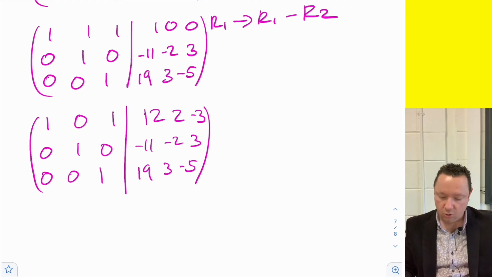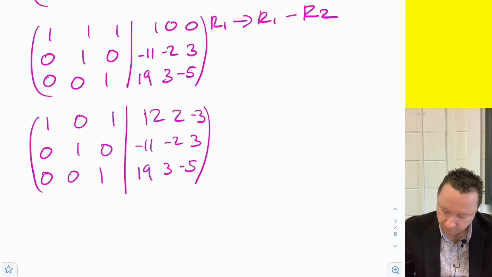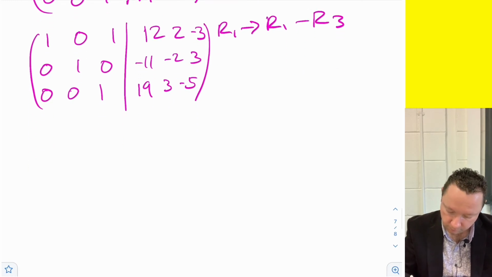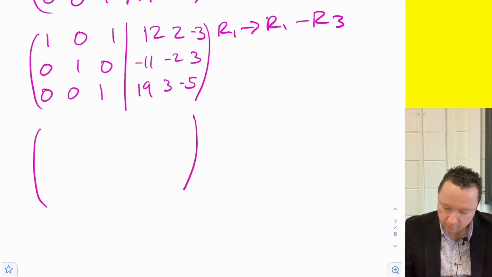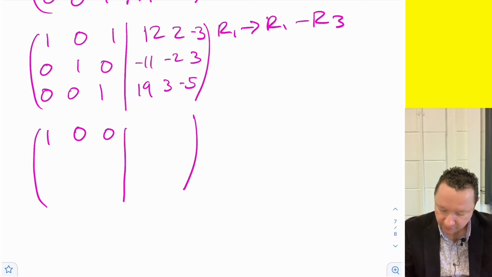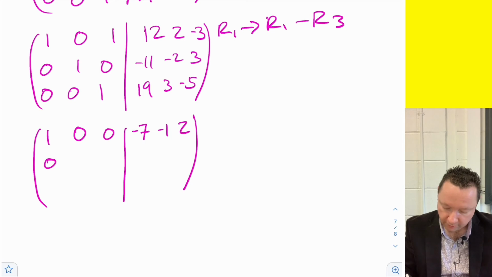So one last operation to go. We need a 0 in this position. Since we've already got zeros here, adding a multiple of row 3 won't change anything. So we might as well do row 1 minus row 3. So we get 1, 0, 0. 12 minus 19 is minus 7. 2 minus 3 is minus 1. Minus 3 add 5 is 2. Then we've got the rest already done.